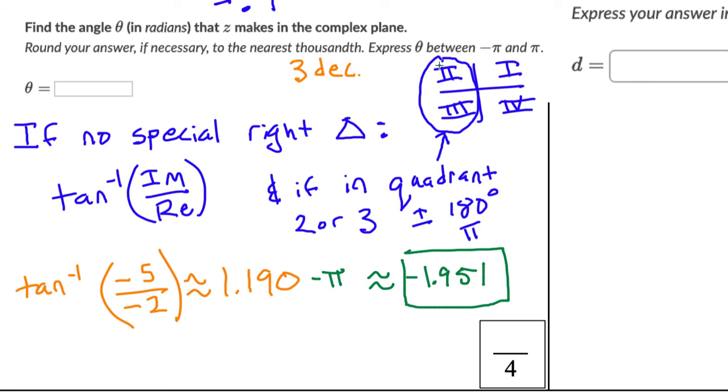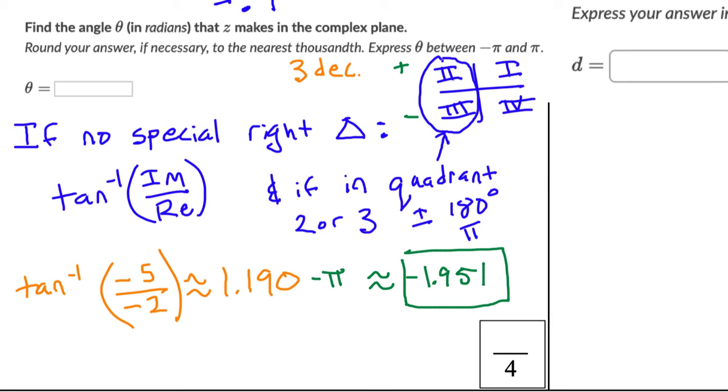If you're supposed to be in quadrant 2, 100% of the time you're always going to be adding pi, or adding 180. If you need to be in quadrant 3, like we were, you need to subtract. 100% of the time that will work. How do you know if you're subtracting, adding pi, or what? If it tells you radians, it's pi. If it's in degrees, it's 180.